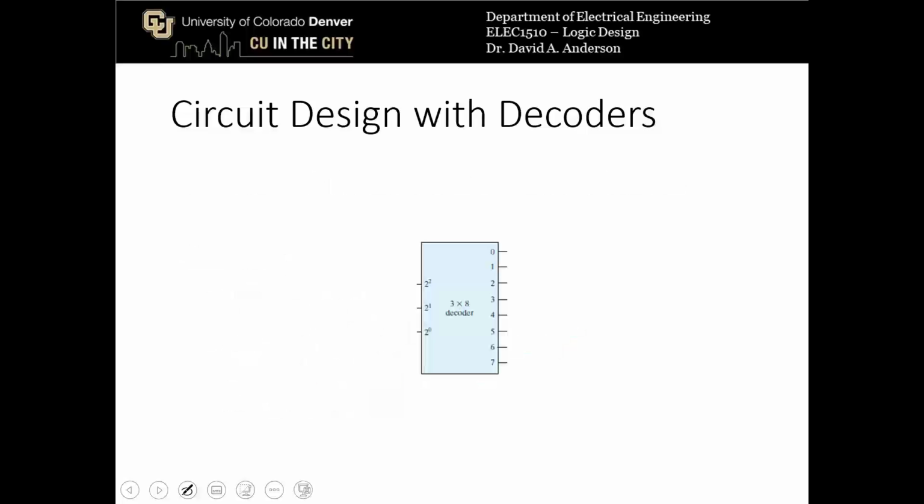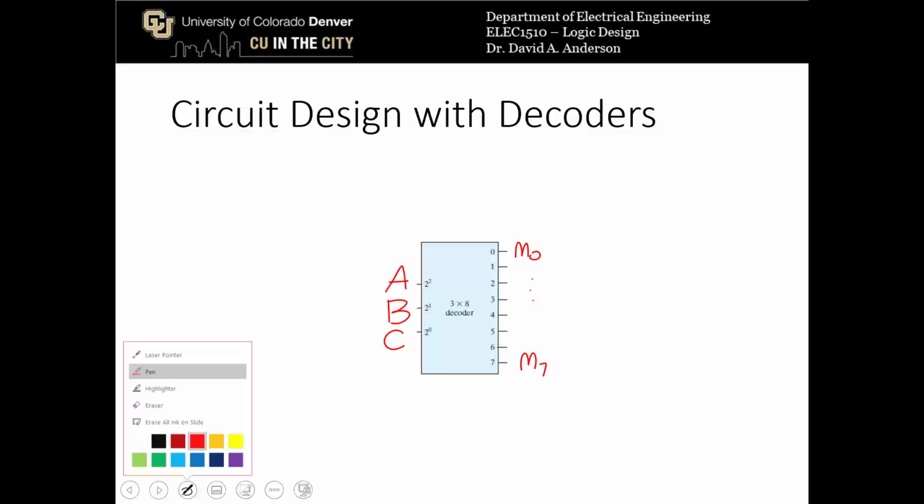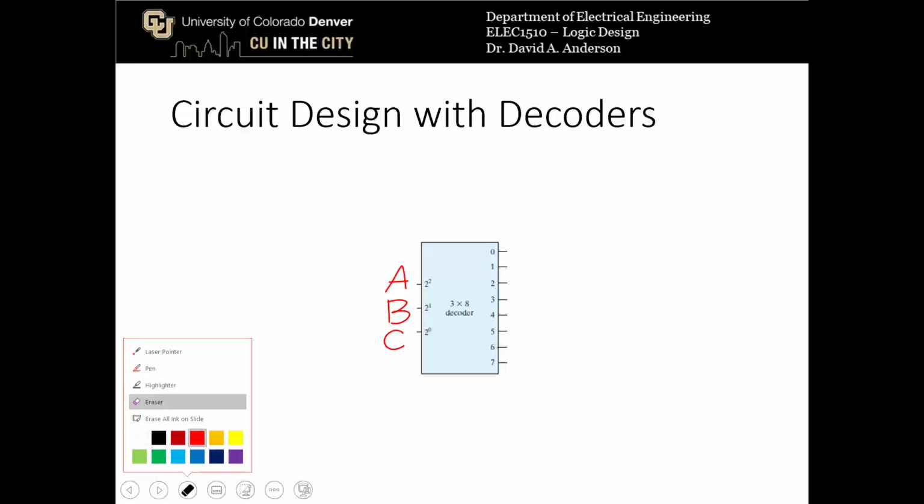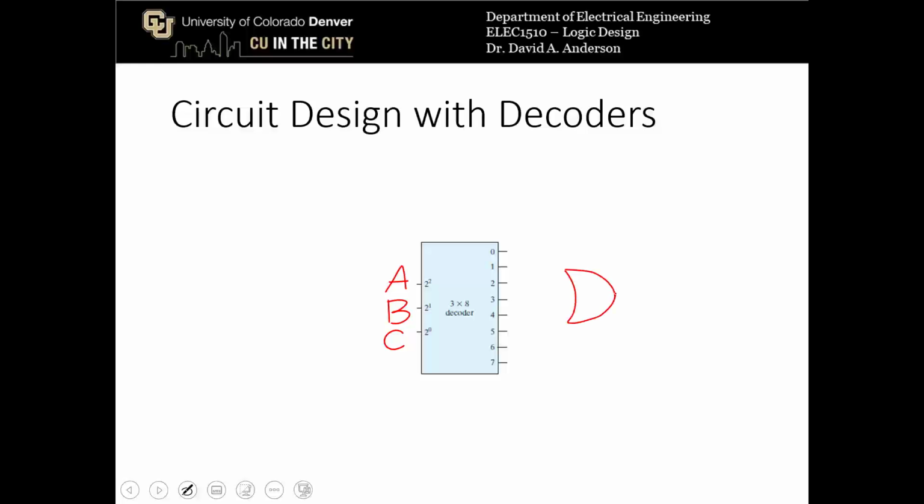So then how we design this with a decoder is we plug in our inputs A, B, and C, and we get at our outputs minterm 0 all the way through minterm 7. So what we need to do is just add together minterms 2, 3, and 6. So I'll draw an OR gate. Minterm 2 enters the OR gate, minterm 3 enters the OR gate, and minterm 6 enters the OR gate. That would be the function f.